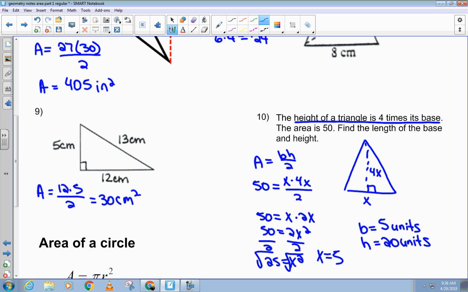Okay, the other thing that you could have done at this point right here, you could have multiplied both sides by 2, and my 2's would have canceled here, and I would have gotten 100 equals 4x squared. You could have done that, okay? About the same amount of work, so either way, okay? All right.